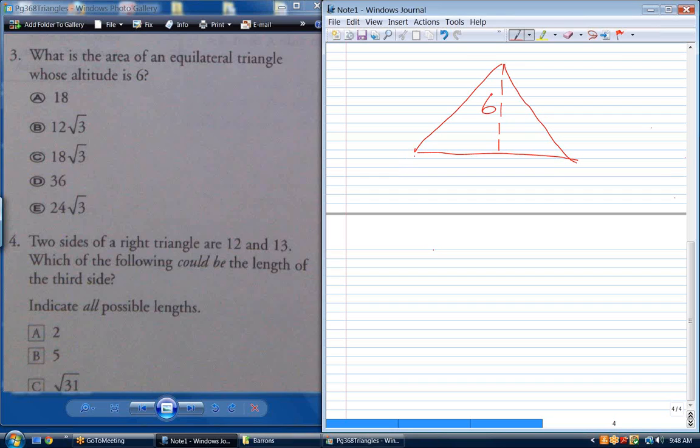So what we need to measure is that dimension right there, because we know that that's half of the side. So if we can figure out this dimension, we'll be able to figure out the entire base. Now we've got base times height, piece of cake, half times base times height. So how can I figure out x?